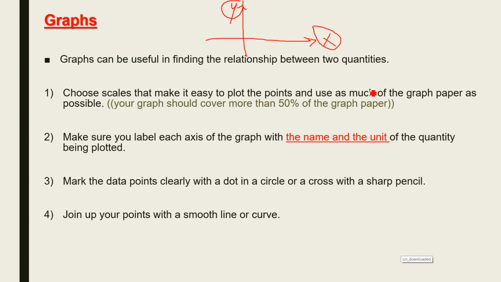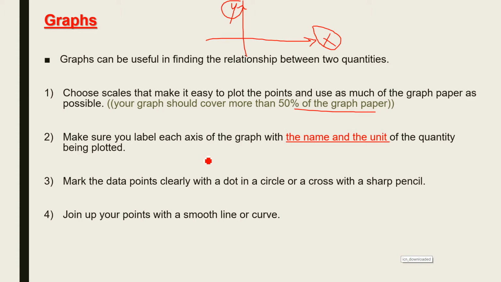from the graph paper. In paper 6, there is a graph paper given for you to draw on. So we don't use only a small part of it. We use as much as we can from this graph paper. Why? To make our graph clearer and neater. We use at least more than 50% of the graph paper. Make sure you label each axis.